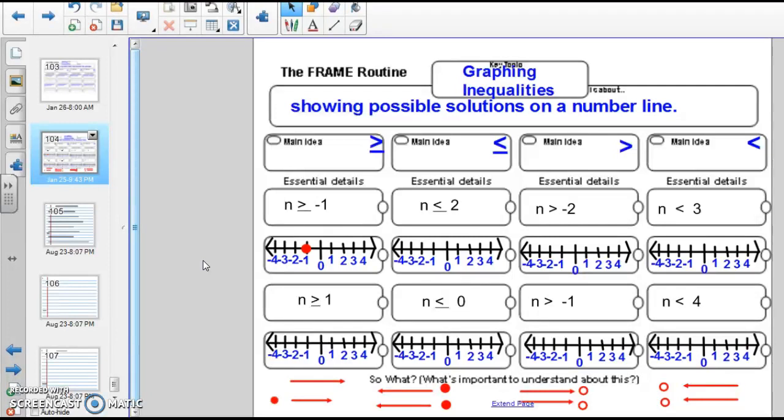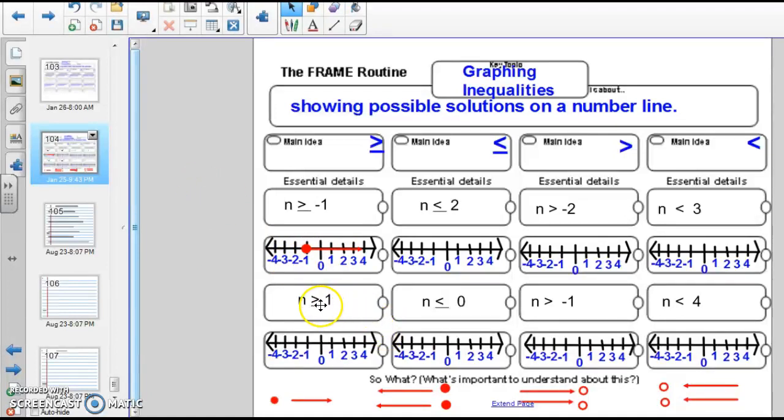Now that you have put a circle at this number -1, we're going to draw an arrow, and it's very simple. If it's greater than, we're going to draw the arrow to the right showing numbers greater than -1. Or if it's less than, we're going to draw an arrow to the left to show less than. Because this is greater than, you're going to draw an arrow starting at -1 and going to the right on top of your number line. Just draw it on top of your number line. So if you will pause your video, you should have a closed dot on a number line and an arrow drawn to the right. Pause the video and complete this first example.